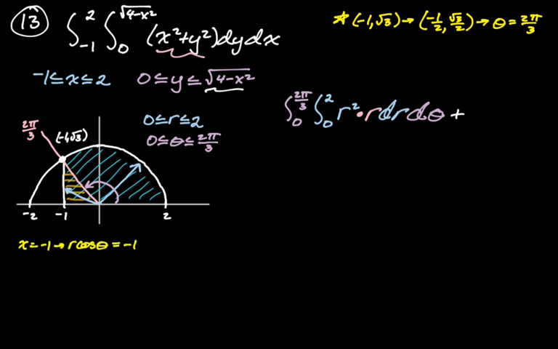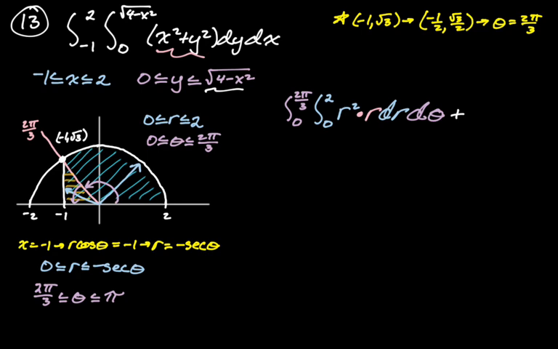X is r cosine theta, so r is negative secant of theta. So our bounds are going to be 0 to negative secant of theta. At the same time, theta goes from 2 pi over 3 and then ends at pi. So that one's straightforward. Let's write that integral.